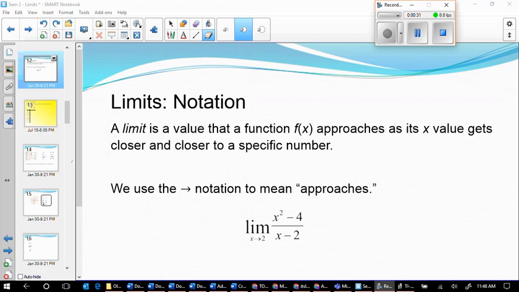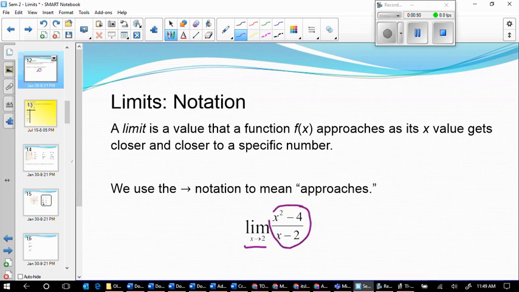We use this little arrow notation to mean approaches. So for example, here I have a limit written here. I have the limit as x is approaching 2, so there's my little approaching, of x squared minus 4 over x minus 2. Again, what that means, this is my f of x function here, is I want to know what this equation, this graph, gets close to as x approaches 2. Again, I don't care actually what's happening at 2.